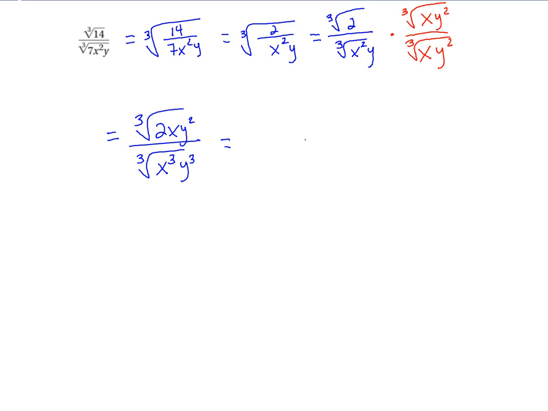And what we get from this is going to be the cube root of 2x y squared over x y. Doesn't look like anything simplifies there. And now I have no more radicals in my denominator, so that would be your final answer.